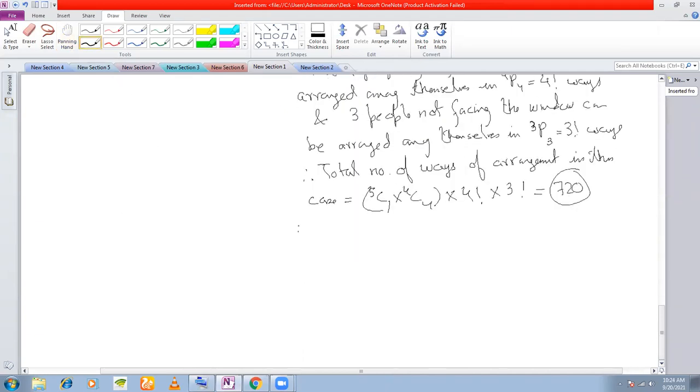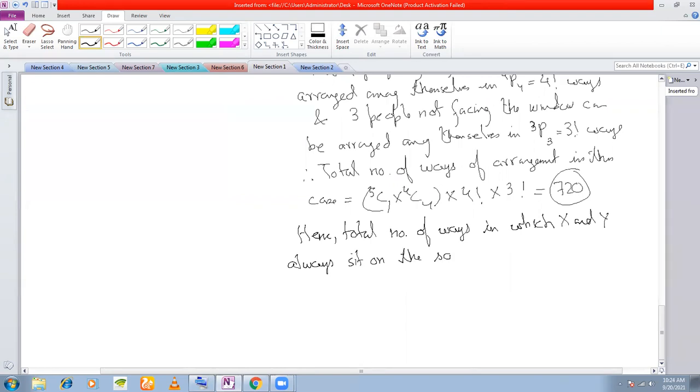Hence, total number of ways in which X and Y always sit on the same side: 1,440 from the first case and 720 from the second case. So 2,160 is your answer. Okay.